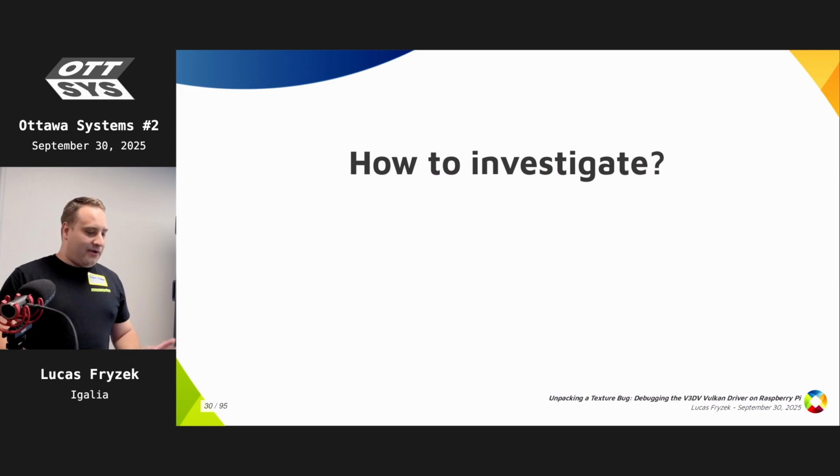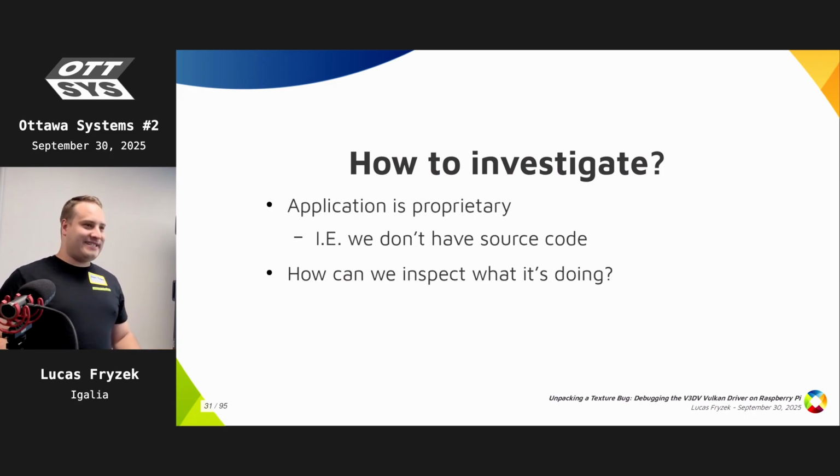So how do we actually investigate a graphics bug? We have this proprietary benchmark application. We don't have source code to it. We could contact the app developer and maybe get some information about what they're doing. But we do have one other tool we can use, and that's tracing what the application is doing.